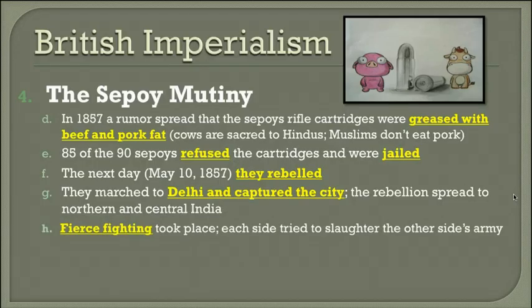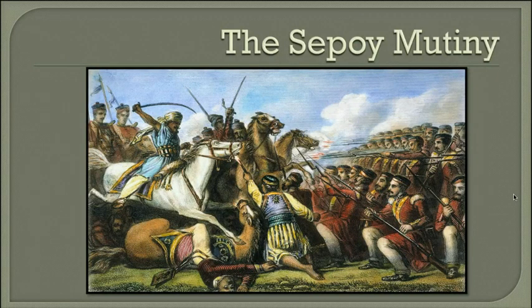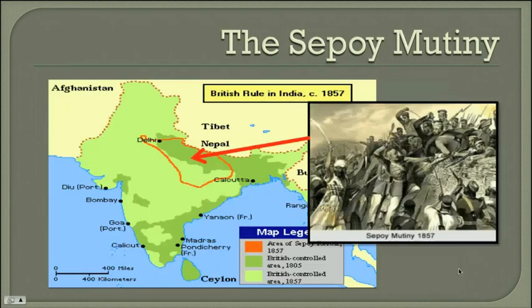Fierce fighting took place. Each side really tried to slaughter the other side's army. The British were trying to take out the sepoys who were once part of them. They're Indian men, but they're fighting for the British army, and they're trying to break away. Of course, the sepoys are trying to fight the British, so you have a lot of fighting going on both sides. Here you see an image, sepoys on this side fighting the British army. You're going to have Indians on both sides, of course.